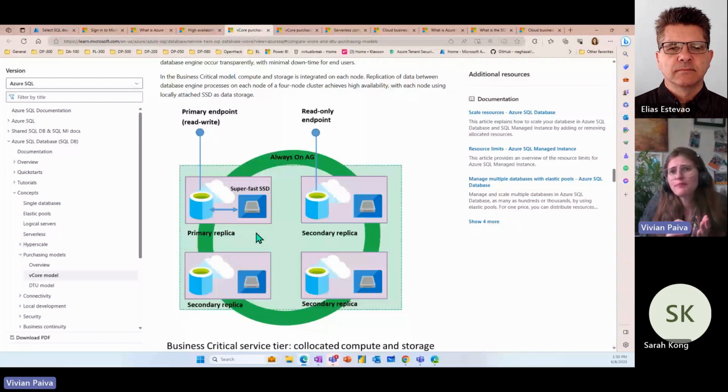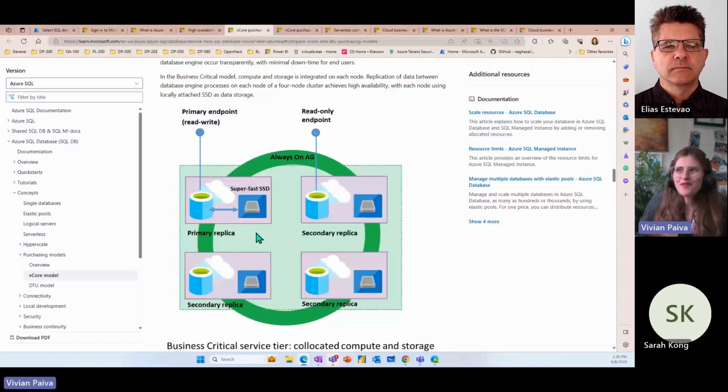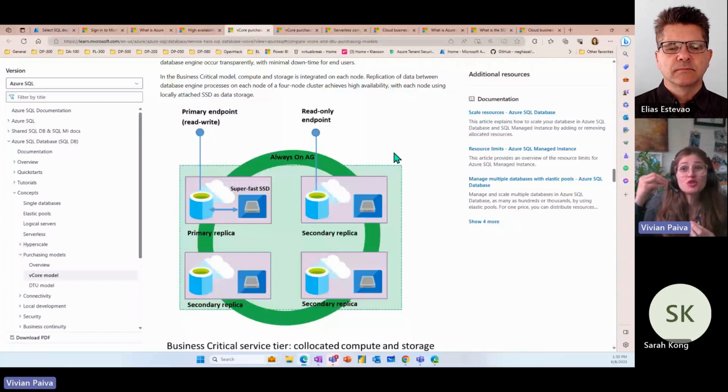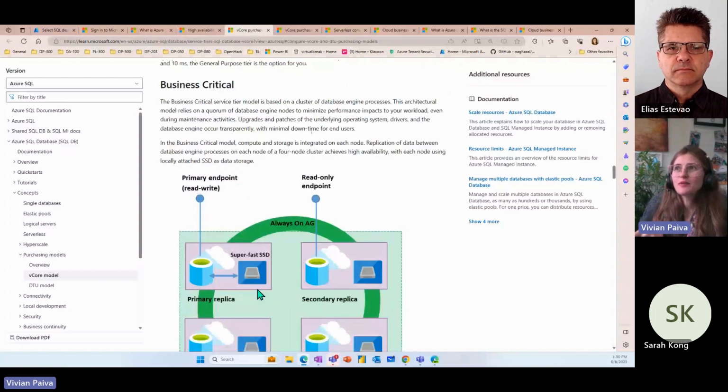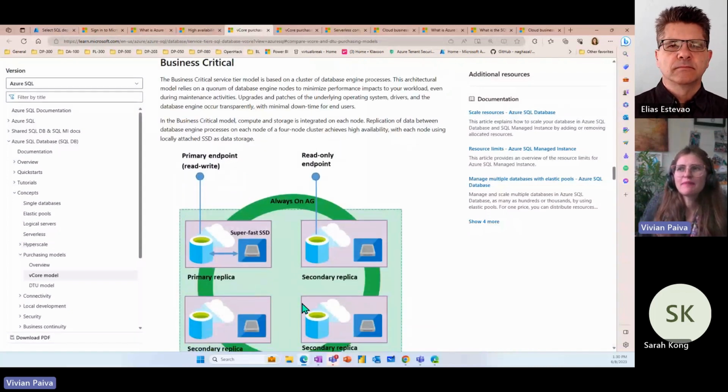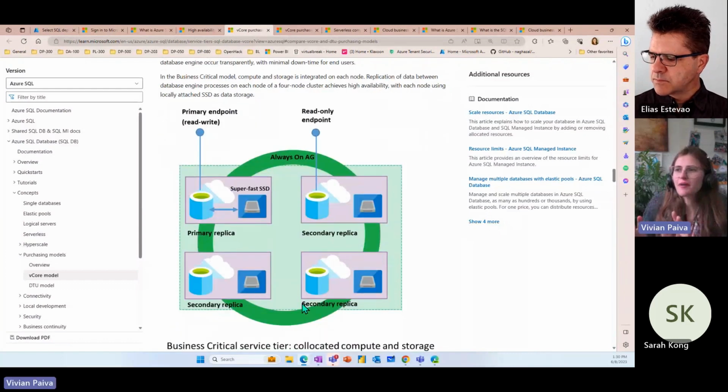So this is really important information to take into consideration when we are designing, not only the performance part, but also the possibility, for example, of high availability. You do not have to configure that. Just choosing business critical, this is going to be implemented in the background for you. So you're going to have 4 replicas in the background.